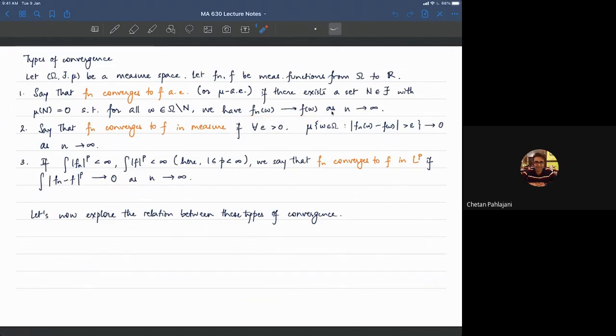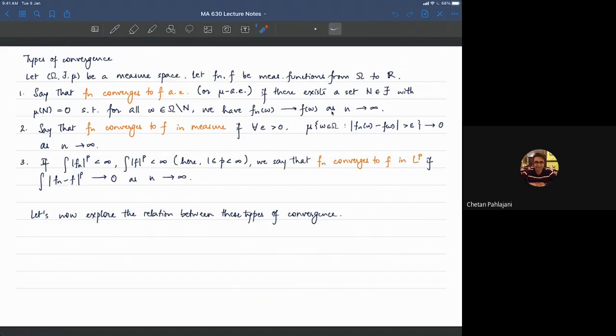Then we said that fn converges to f in measure if, for every epsilon greater than 0, if I look at the set of all omega in Omega where the difference between fn(omega) and f(omega) is more than epsilon, and then I look at the measure of this set, the measure of this set keeps getting smaller and smaller as n goes to infinity.